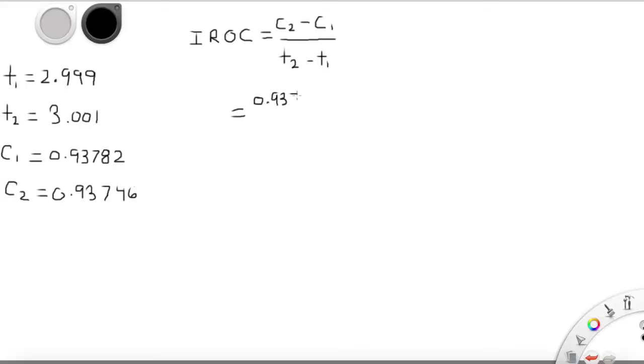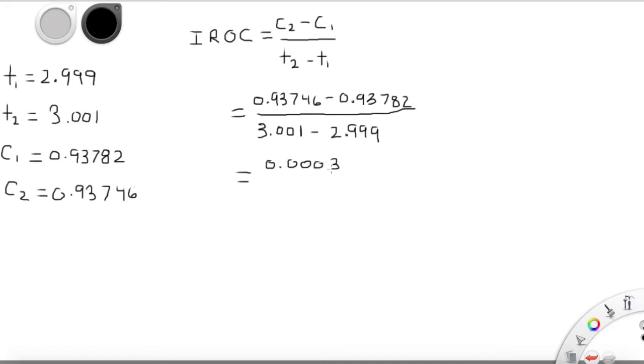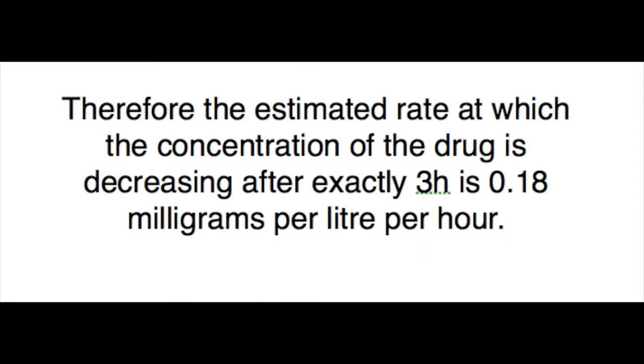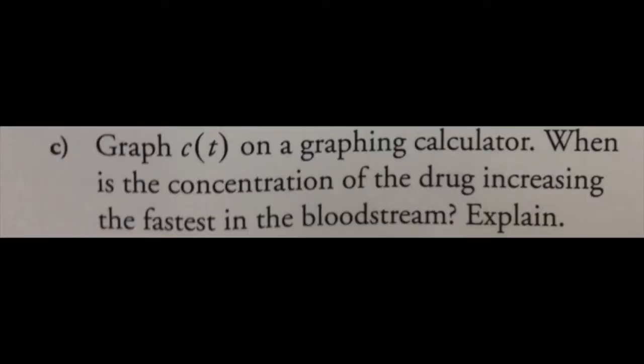Now that we know all our variables, let's solve for IROC. Now to ensure full marks, let's include our therefore statement. We are close to being done. Only one question to go. So let's take a look at what question C is asking us to do.